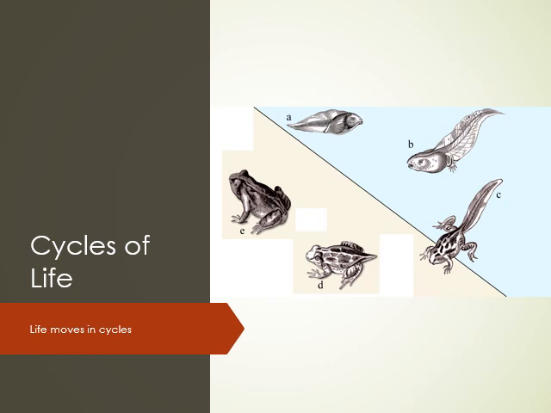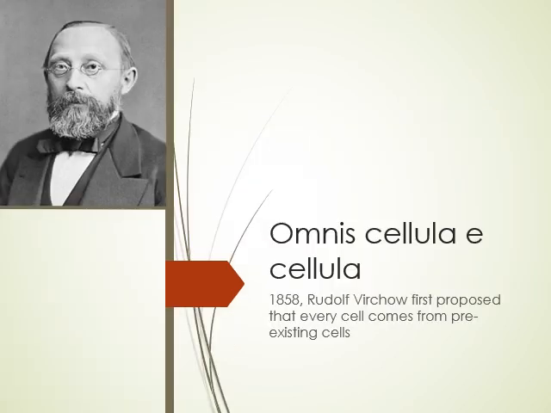But we talked about frogs. We talked about tadpoles becoming froglets, those froglets becoming adult frogs, and the adult frogs laying eggs to become more tadpoles. It's a cycle. Birth, life, death, birth, life, death, over and over and over again. Cells are no different.